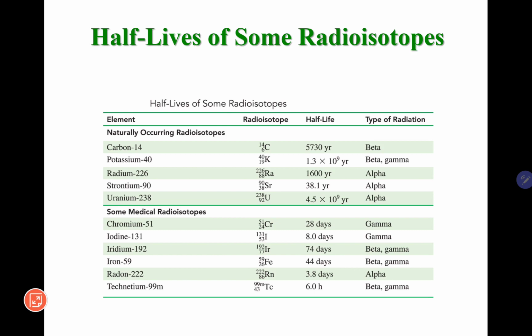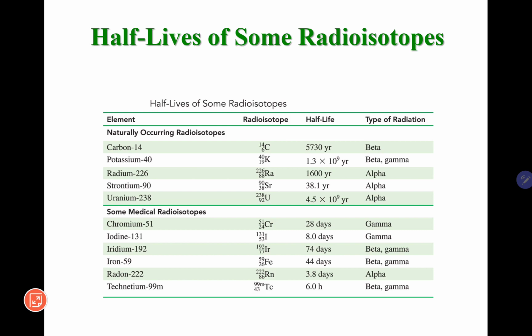Also, in this table I have some radioactive isotopes that are found naturally, things like carbon, potassium and uranium. As you can see, they have very long lifespans. Carbon has a half-life of 5730 years. So carbon is an ideal isotope to date fossils or rocks. Why? Because its half-life is so long. I mean, they can be used to determine the age of things, okay?